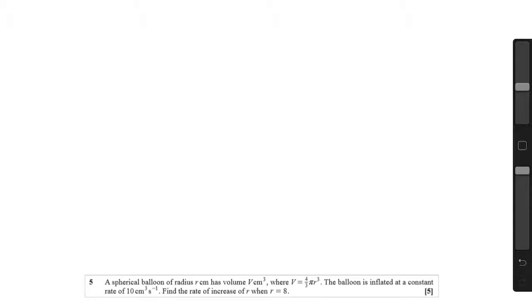So question 5 is a domain range question. So not domain range, question 5 is a rate of change question. From the question we know that the relation of volume to radius is 4/3 pi r cubed, which is the volume of a sphere, and we know that the inflation rate dV by dt is 10 centimeters cubed per second, and we know that it is dV by dt instead of dr by dt because the units are centimeters cubed, which is a volume per second unit.